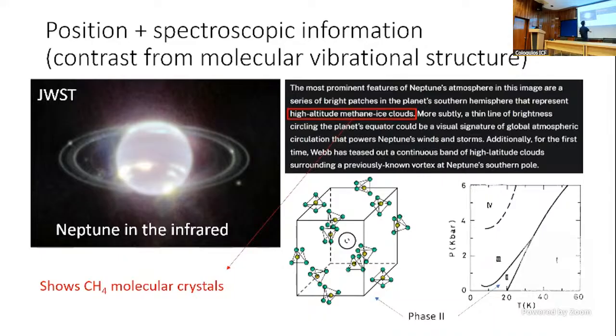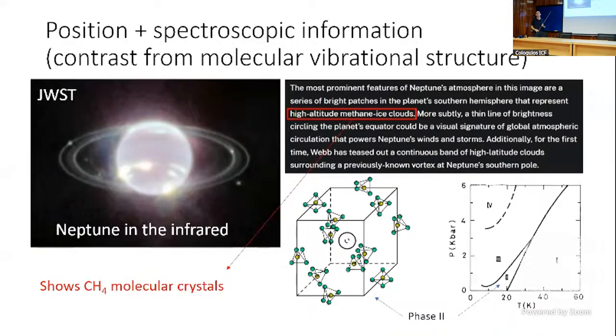They say, we find here high altitude methane ice clouds. So they are not only saying that it's methane, but also that it's not a gas. So how can they say that? Because they have this position information here, but they also choose one. In this case, for example, you see this is a crystal, one of the phases of methane. It's a molecular crystal. So you have this, you have the methane molecule.